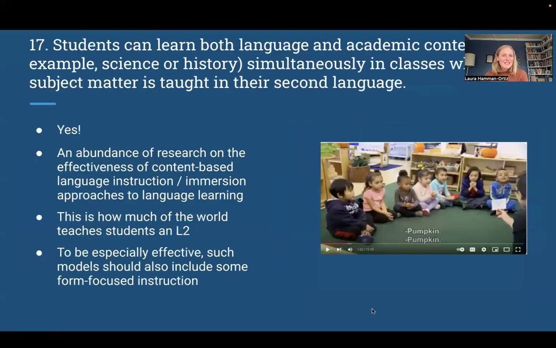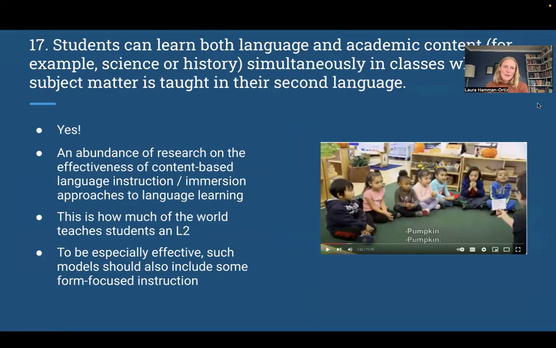Number 17: students can learn both language and academic content, for example, science or history, simultaneously in classes where the subject matter is taught in their second language. Yes, they can. And we know that this is one of the most effective ways to learn a new language. As you saw with Thomas and Collier's chart showing the different program models, the ones in which students are learning content as they're learning language are by far the most effective for MLLs learning English, and they can be a really effective way for native English speakers to also acquire a new language.